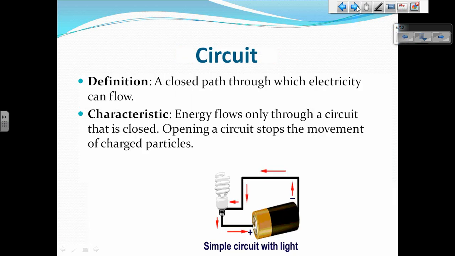All right, now let's talk about circuit, because we've mentioned this word already in some previous slide, but let's get some specifics about what a circuit is. Well, a circuit is a closed path through which electricity can flow. Energy will flow only through a closed circuit. If you open up the circuit, then what you're doing is stopping the movement of those charged particles.